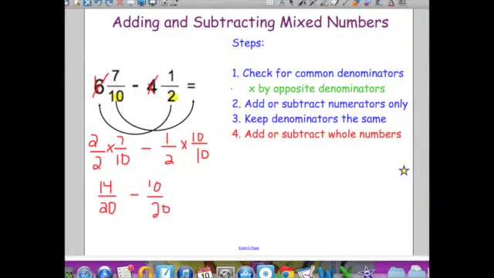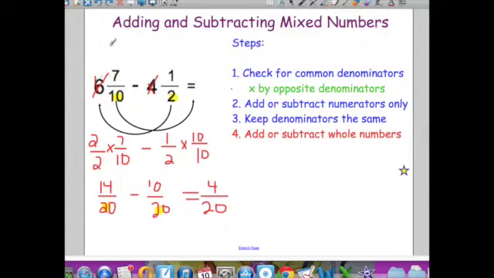All right, perfect. Look what we have. We have common denominators, 20ths. So now we can go ahead and just add or subtract the numerators. Well, it's telling me to subtract. 14 minus 10 is 4. And we're going to keep our denominator the same, 20ths. Okay. Last thing we need to do is number 4, add or subtract our whole numbers.